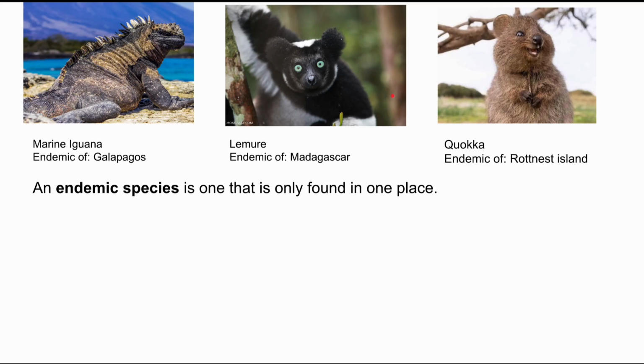And then look at this guy. Oh, the quokka. I'm going to go see the quokka this coming summer. I'm going to go to Rottnest Island. That's the one place you're going to find them, off the west coast of Australia. You have this cute marsupial with that nice little smiley face. Now, these are endemic to the places: to Galapagos, to Madagascar, to Rottnest Island.